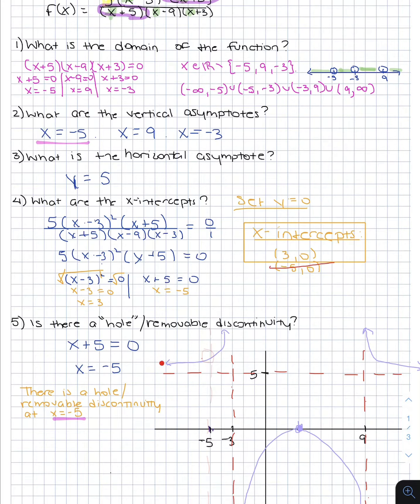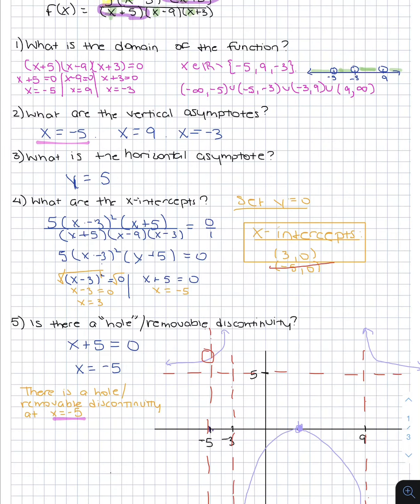They always have some sort of curvature along those ends. But since at -5 there is a hole at that point, it's never going to touch this -5. It's never going to touch this point right here, because at that point there is a hole. And this would be a sketch of the function itself.